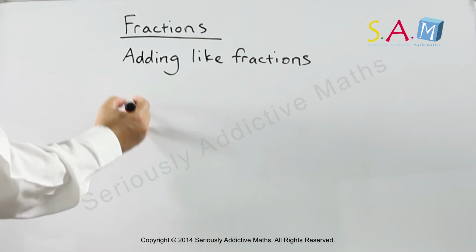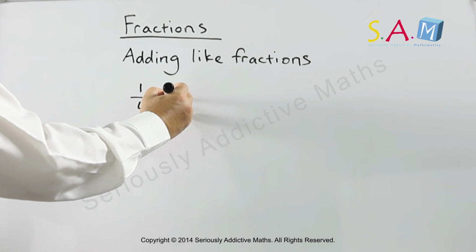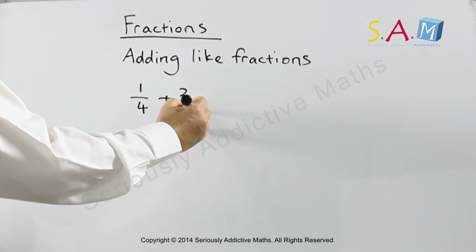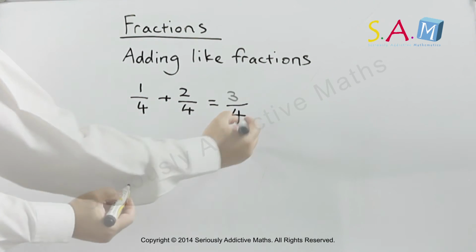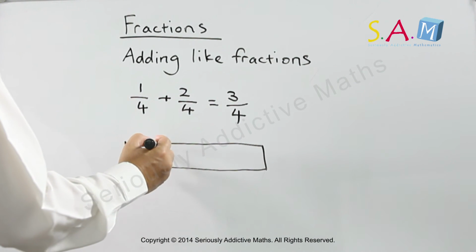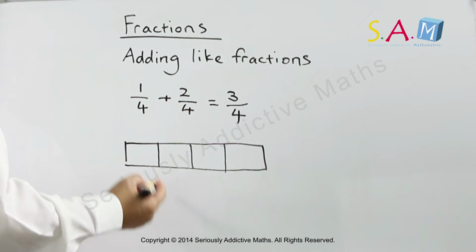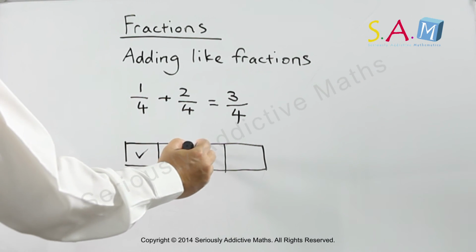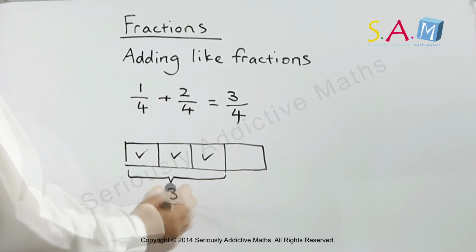For example, 1 quarter plus 2 quarters equals what? I can also show this by a model. The fraction is divided into 4 parts. I add this part and these 2 parts. I get 3 out of 4.